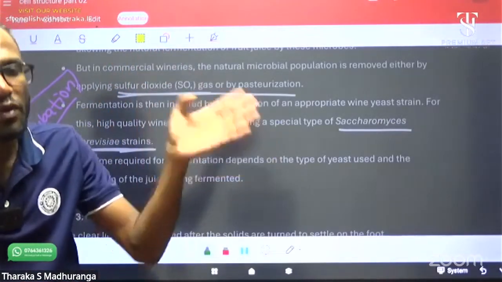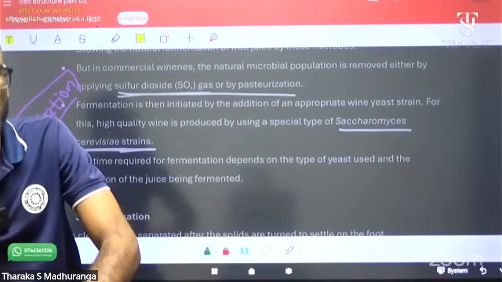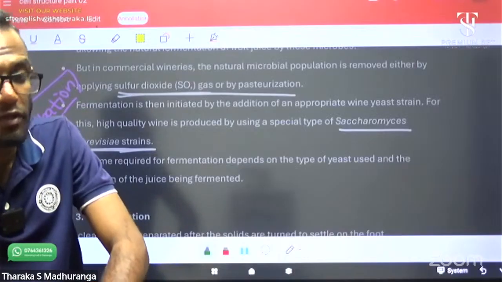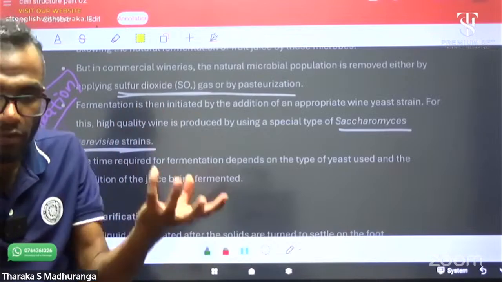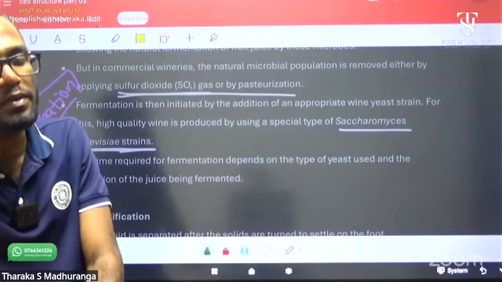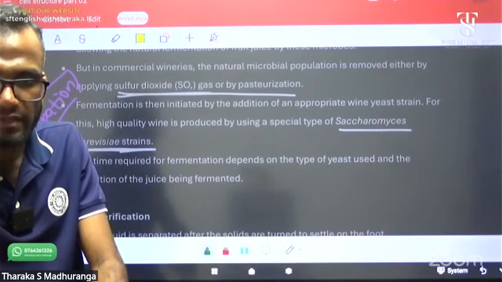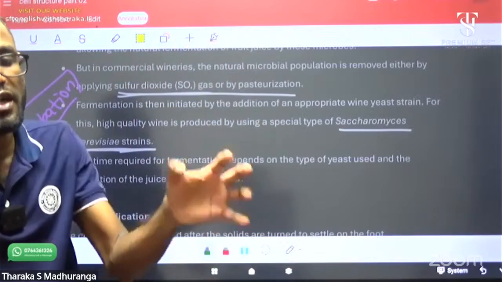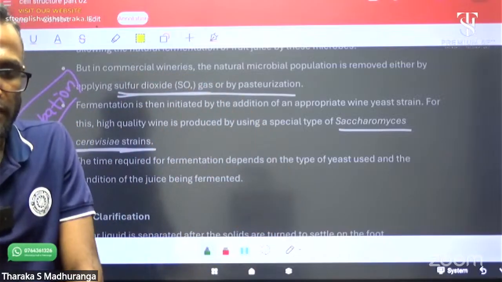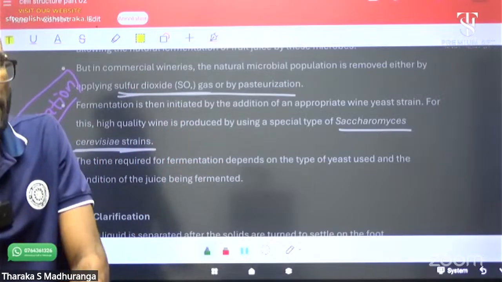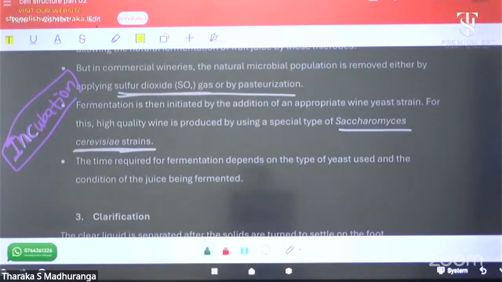First, get the red or green grapes, chop them and convert to pulp and juice, grape juice, and it contains a lot of environmental microorganisms. The second step, pasteurization. What do we use for pasteurization? Sulfur dioxide gas. After that, a specially cultured microorganism, Saccharomyces strain, is introduced to the mixture, then favorable conditions are kept for fermentation, that we call incubation.